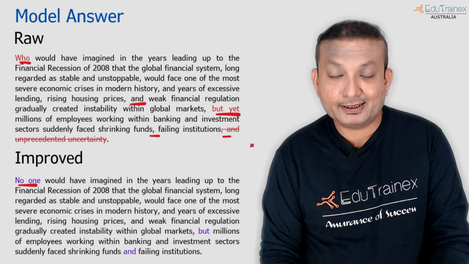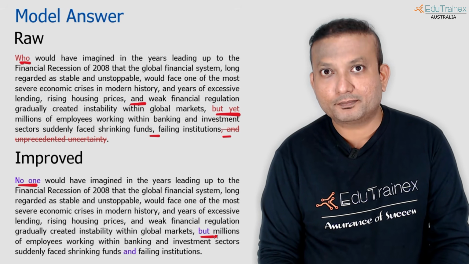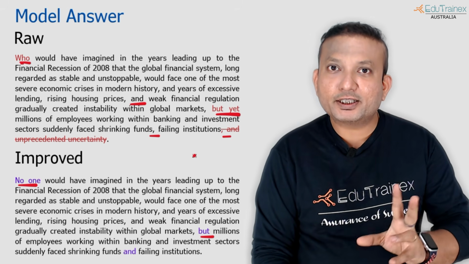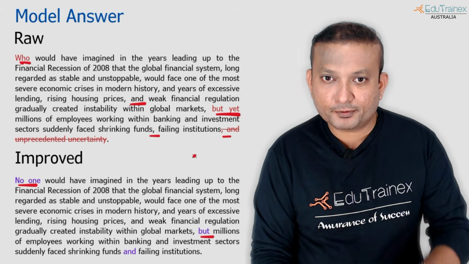Next thing, this one is easy. You just get rid of one of them, either "but" or "yet". Both are conjunctions, linking the 2 sentences together, combining the 2 sentences, perfectly fine.